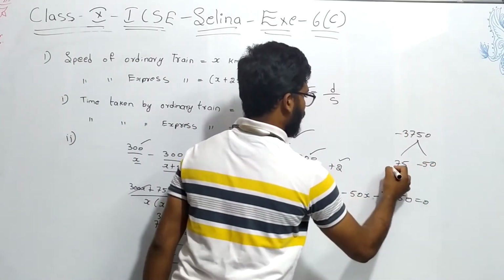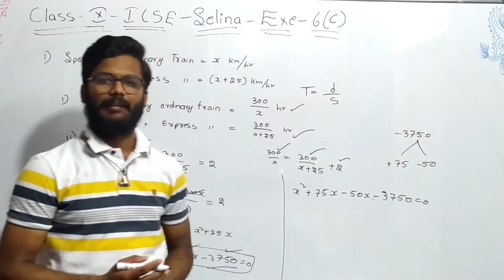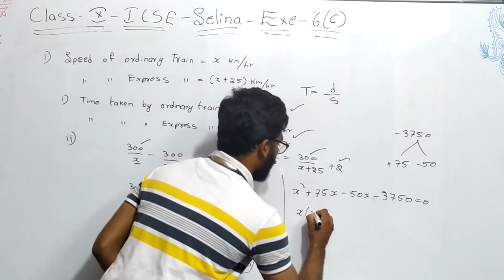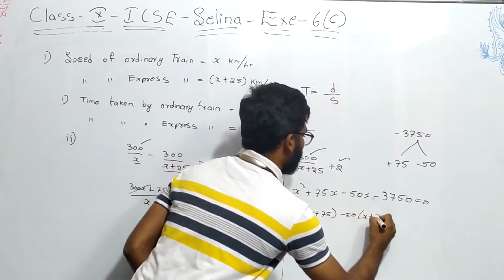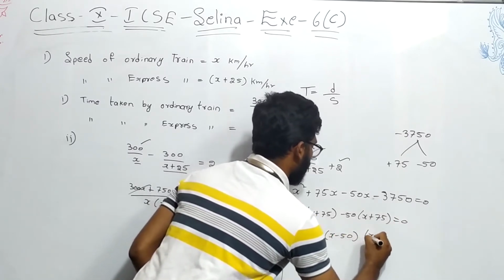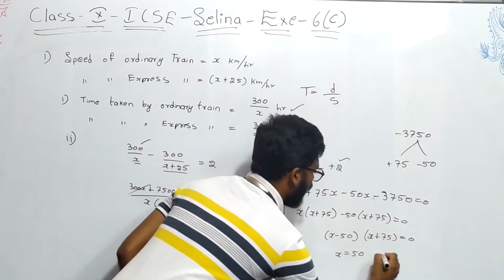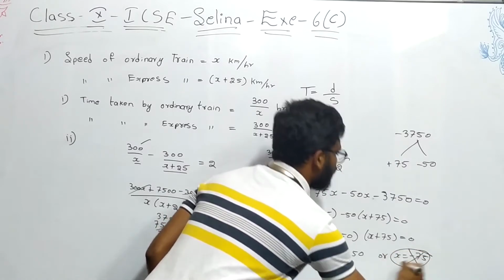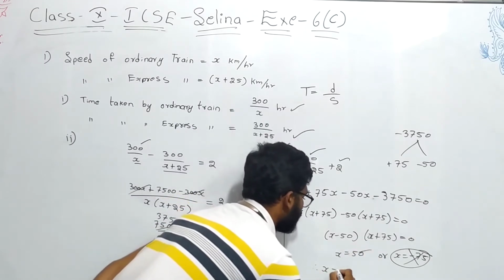So minus, here minus, it is plus. Or else, if you don't know these factors, you can use the formula minus b plus or minus root of b square minus 4ac by 2a directly. x is common, so x into x plus 75 minus 50 into x plus 75 is equal to 0. So x minus 50 into x plus 75 is equal to 0. So x is equal to 50, or x is equal to minus 75. As the speed is never negative, we have to take x is equal to 50. Therefore, x is equal to 50.